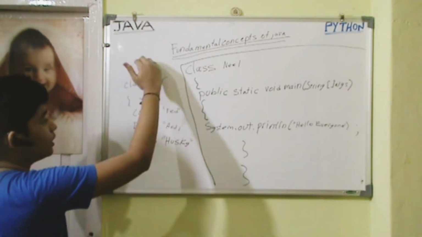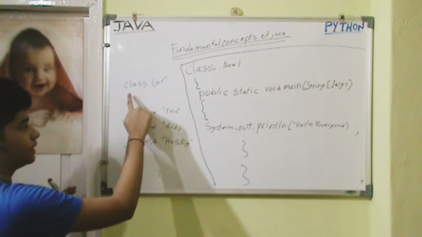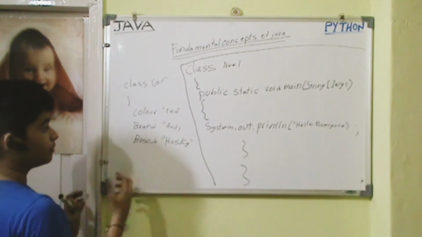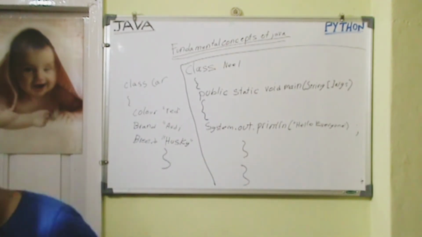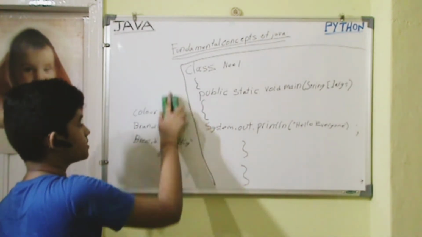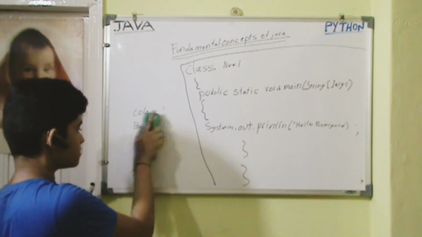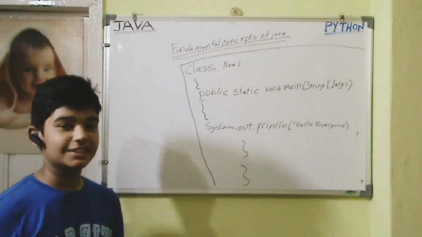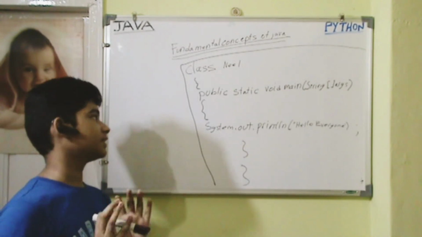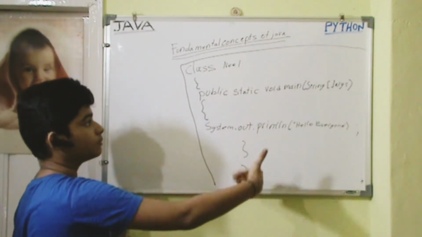Now, let's take an example of a class. So this is a small example of a class. It has color, name, breed, etc. Now that we know what a class is, let's write a small simple program, shall we? So this is a small simple program.